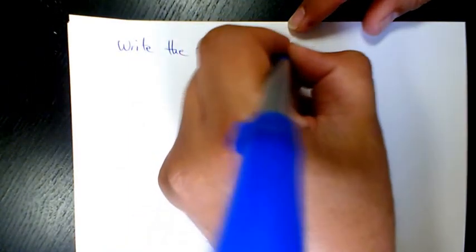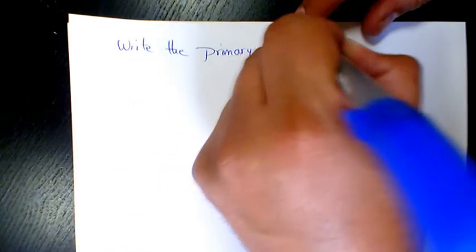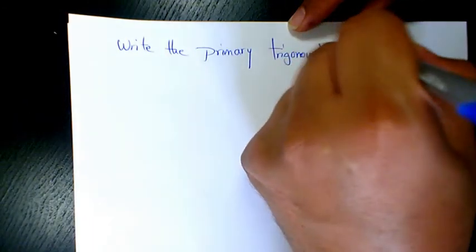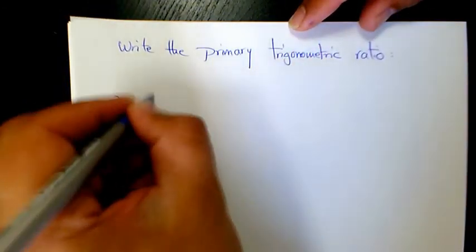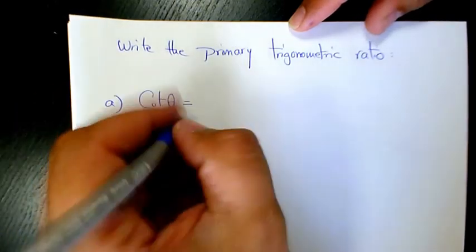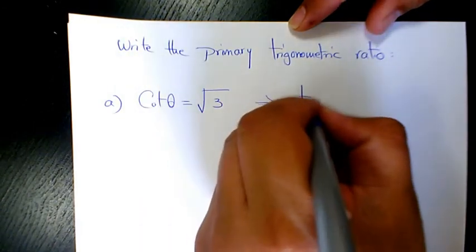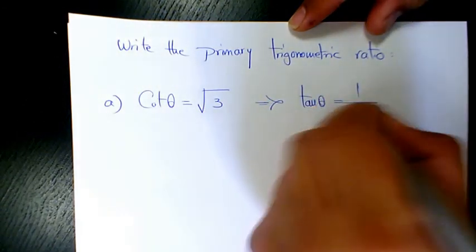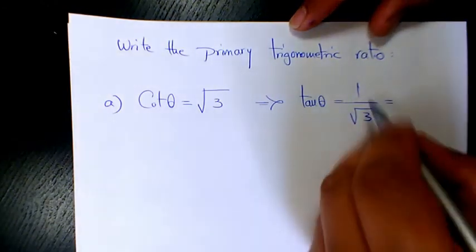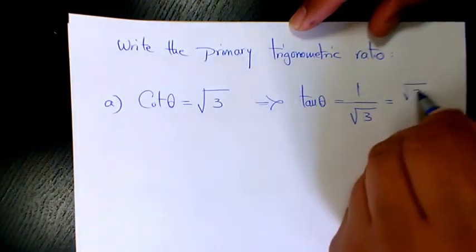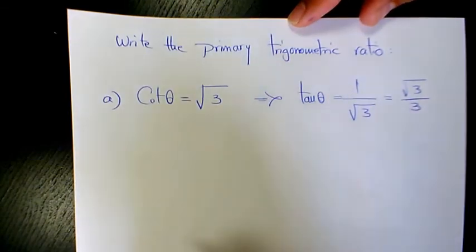Now for the next question, I'm going to say write the primary trigonometric ratio. A. Cotan theta is √3. So tan theta is going to be 1 over √3. Or when you rationalize it, you need to multiply both numerator and denominator by √3, and it's going to be √3 over 3.